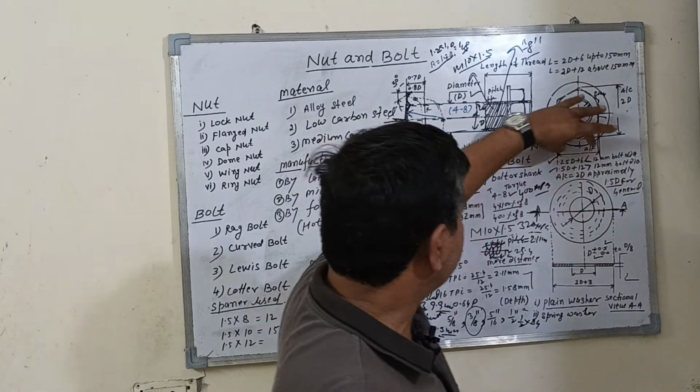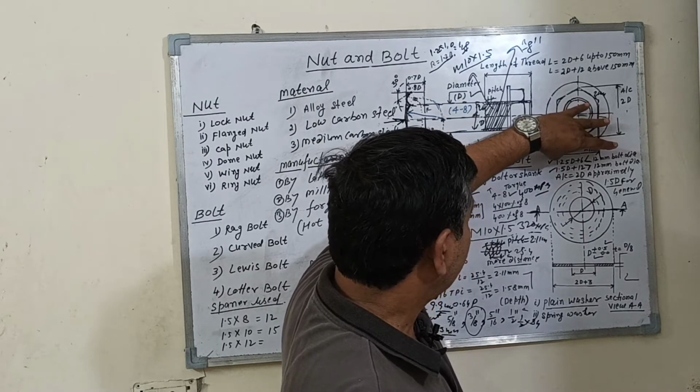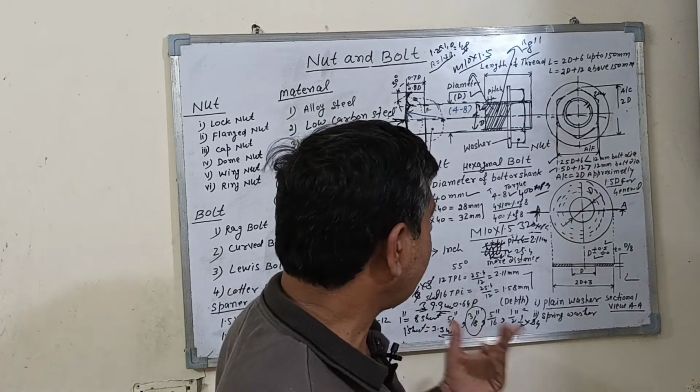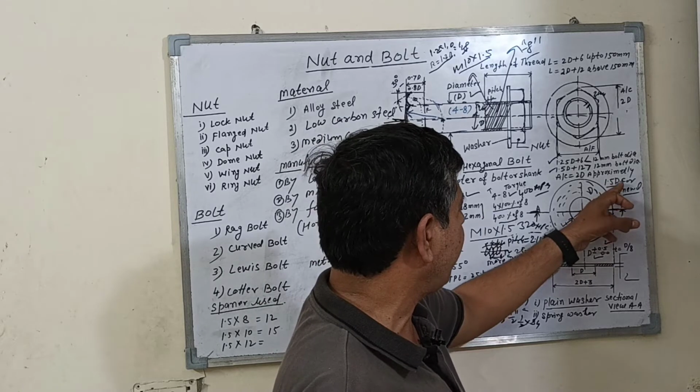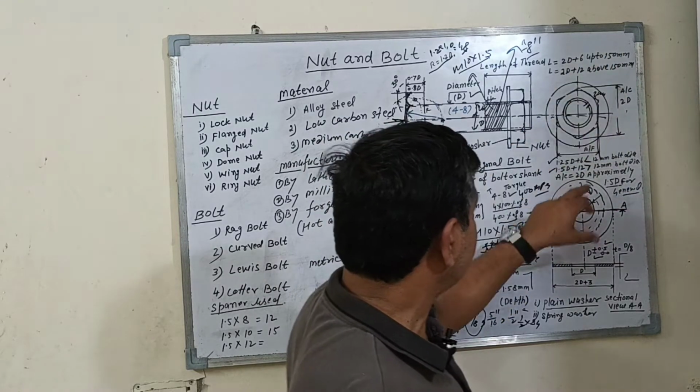And this is the flat to flat dimension for the general purpose. So you will take 1.5D. So this is across the corners, 2D.